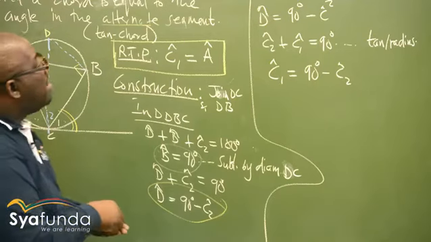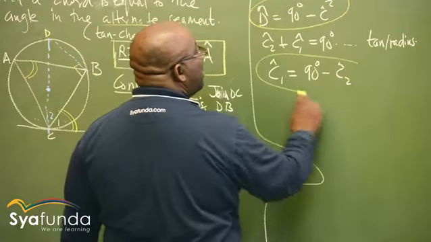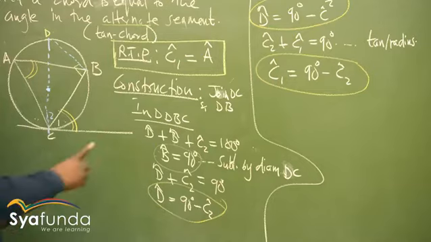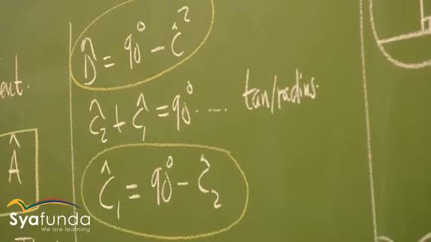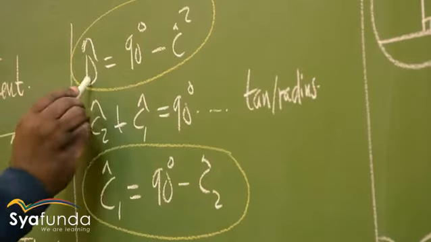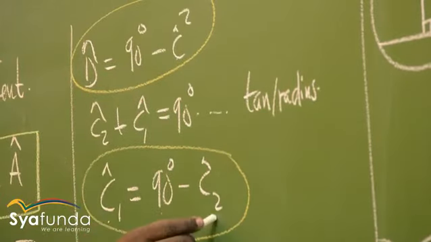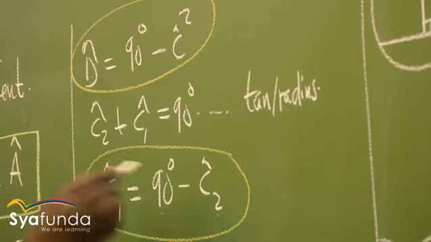I said earlier on that this step is special. This one also is special. Let's look at the two statements. Why did I say C1 is equal to 90 minus C2? This is 90 minus C2, great. If I have D, what's the value of D? It is equal to 90 minus C2. What is C1? It is 90 minus C2. So 90 minus C2 is the same as D, and 90 minus C2 is the same as C1.